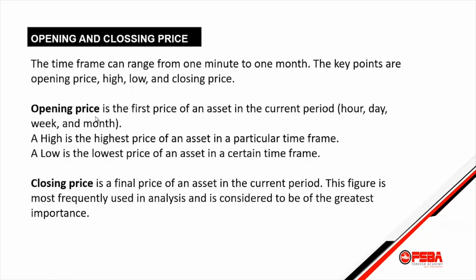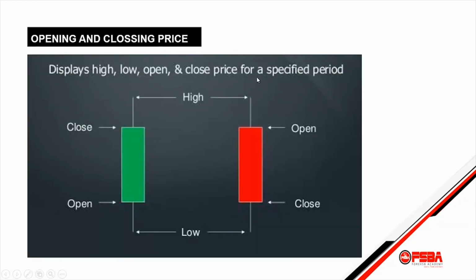So opening and closing price, the time frame can range from 1 minute to 1 month. The key points are opening price, high, low and closing price. The opening price is the first price of an asset in the current period. A high is the highest point of an asset in a particular time frame. A low is the lowest price of an asset in a certain time frame, while a closing price is the final price of an asset in the current period. This figure is most frequently used in analysis and is considered to be of great importance. Display high, low, open and close price for a specific period.